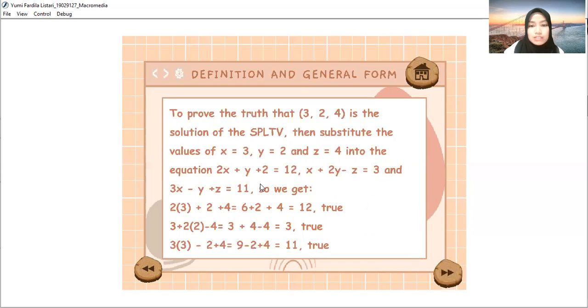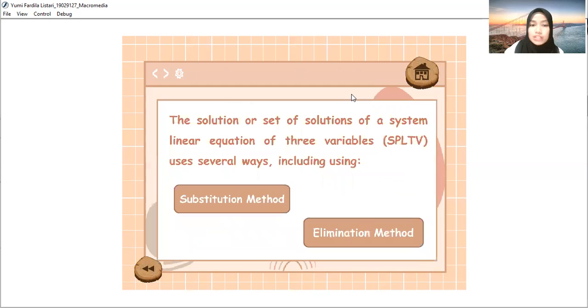Okay, this is the material on the system of linear equations of three variables. This is the method to solve problems about systems of linear equations of three variables. There are the substitution method and the elimination method.